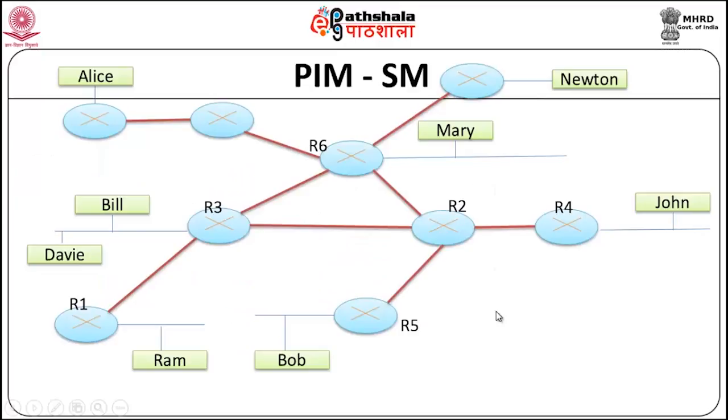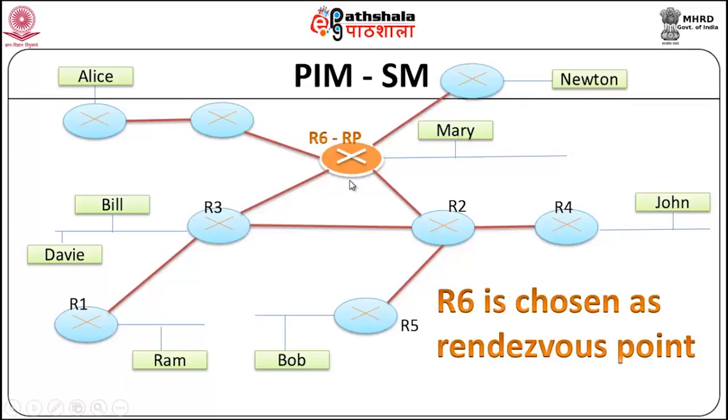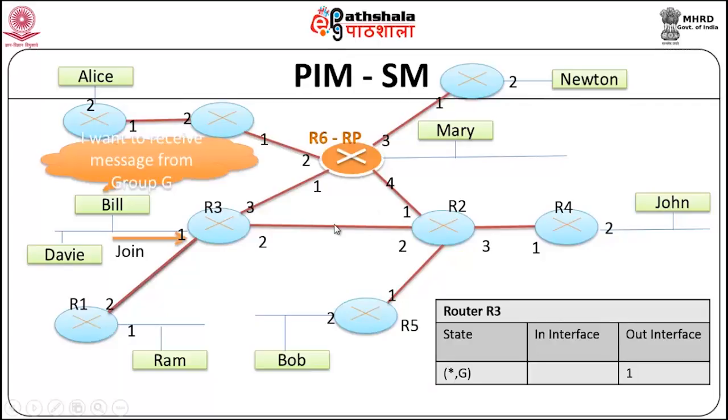So, a quick example again to understand this. Let us say for instance we have a set of routers here, and R6 will be our RP. Let us assume that R6 is chosen as the RP, and now let us have some members in the group. So, for instance, Alice wants to join a group called G. What is it that Alice will do?